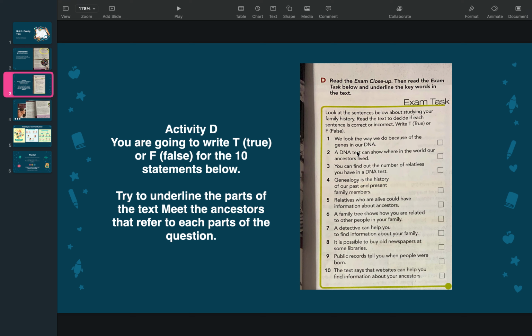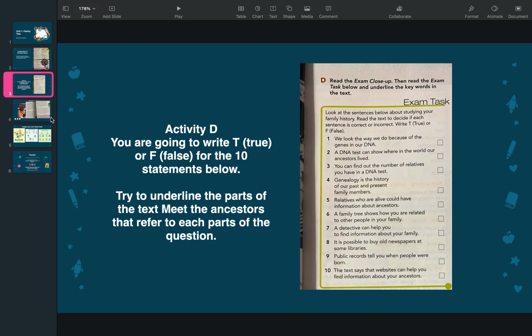Cari perkataan tu dalam teks yang kita diberi tu. Okay, and teacher tak akan translate each and every statement ada kat sini, because that's the use. Let's make use of the dictionary that we have home. Okay, kalau tak ada kat rumah, ada online.